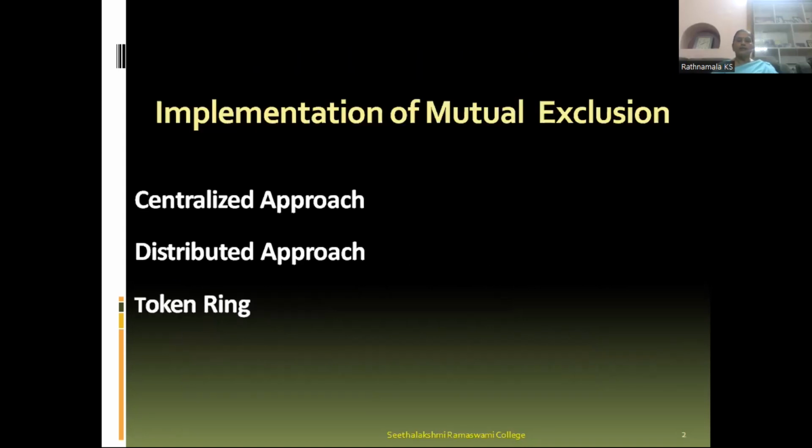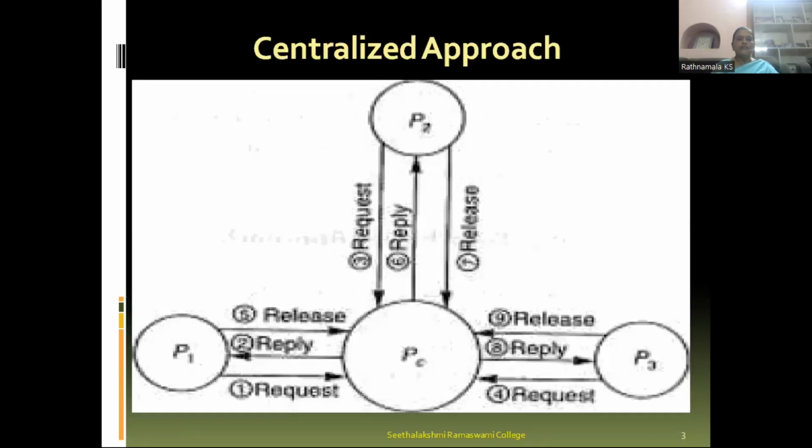How do we implement this mutual exclusion? There are three approaches: centralized approach, distributed approach, and the token ring concept. The centralized approach is a conventional one. The distributed approach and the token ring concepts are what most systems follow today. So first we'll see what a centralized approach is.